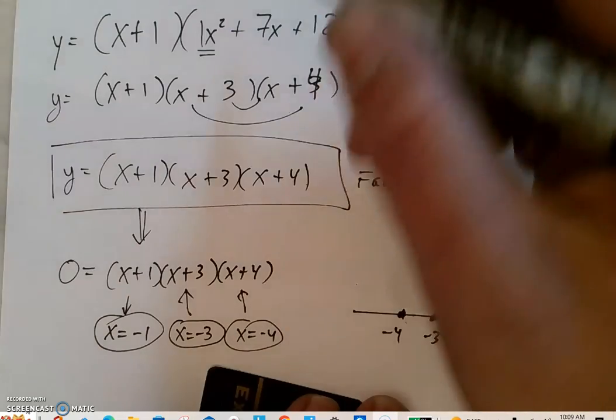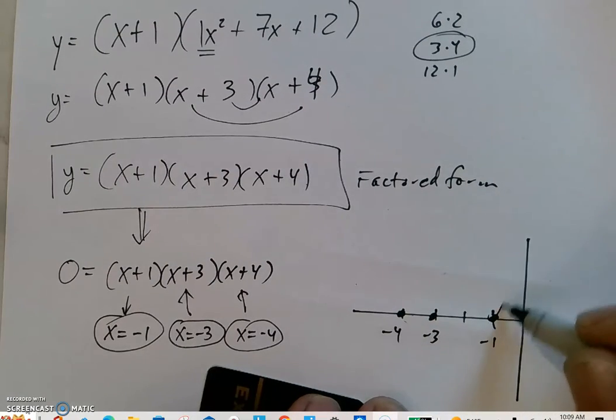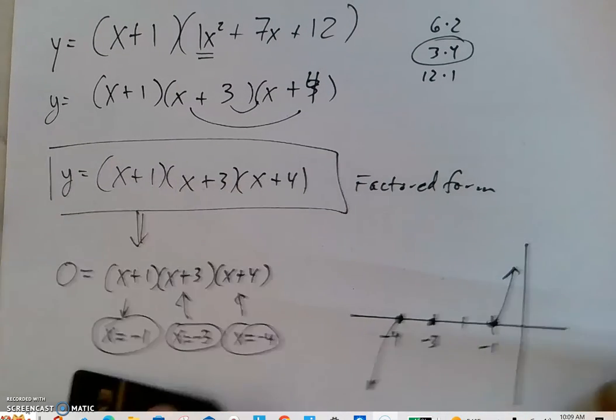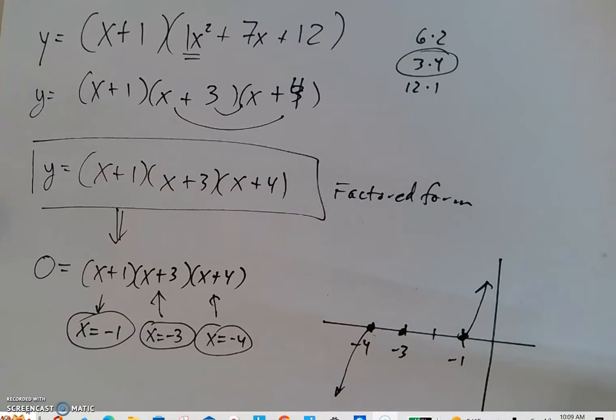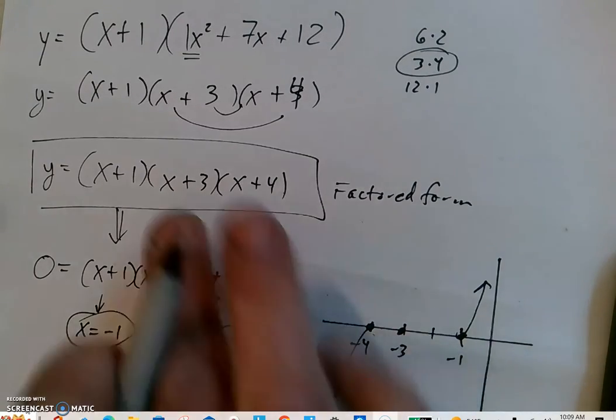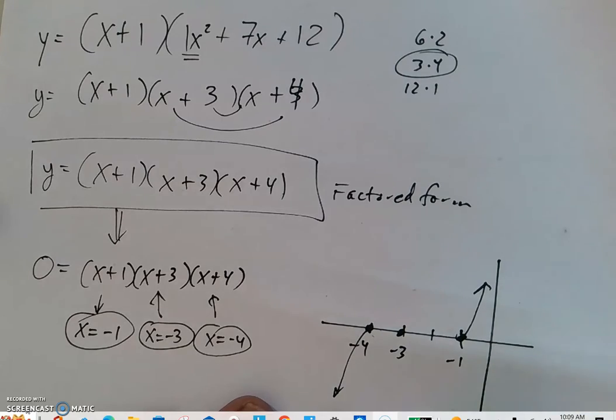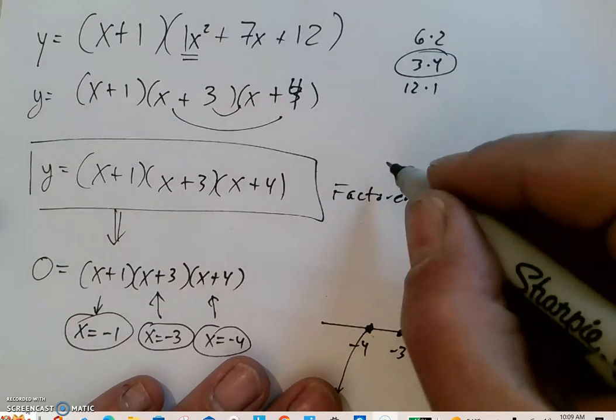Those are the zeros, and we already said we knew the end behavior was going to be going up on this end, down on this end. What's the rest of our spot? Well, we got to plug in some numbers. So you're going to plug into the original equation or into this, whichever looks easier. They'll both give you the same answer.